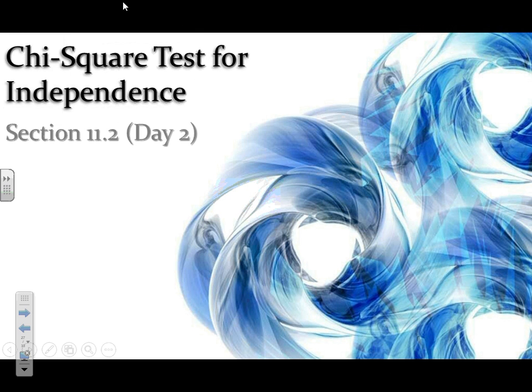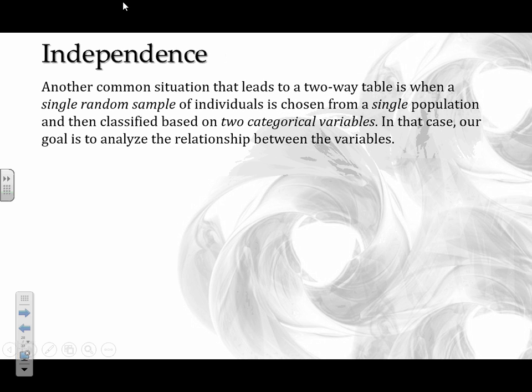So on the test for independence, here's the main difference between a test for homogeneity and a test for independence. Now, they both are organized in a two-way table. That's what makes it sometimes difficult to understand which is which.